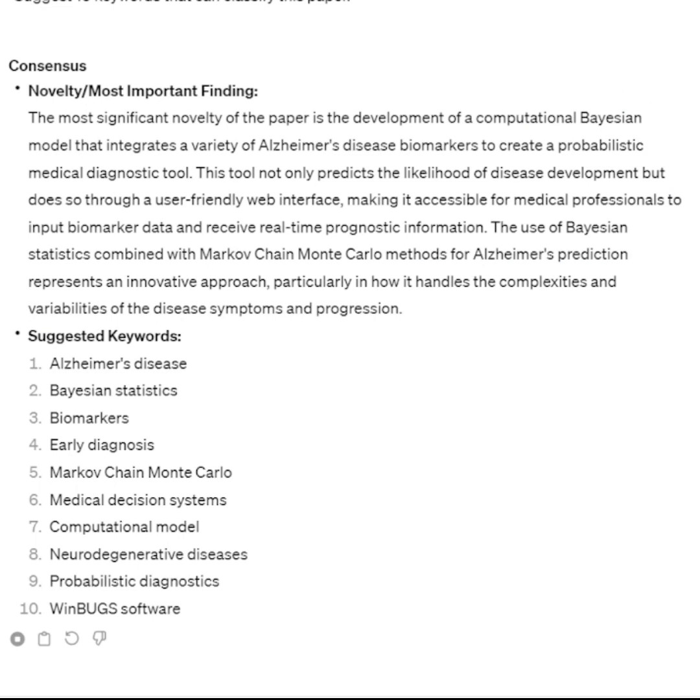Suggested keywords: 1. Alzheimer's disease, 2. Bayesian statistics, 3. Biomarkers, 4. Early diagnosis, 5. Markov chain Monte Carlo, 6. Medical decision systems, 7. Computational model, 8. Neurodegenerative diseases, 9. Probabilistic diagnostics, 10. WinBUGS software.